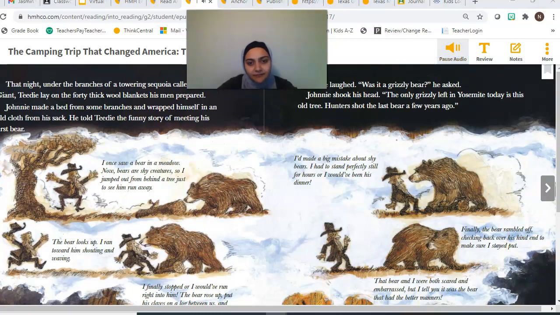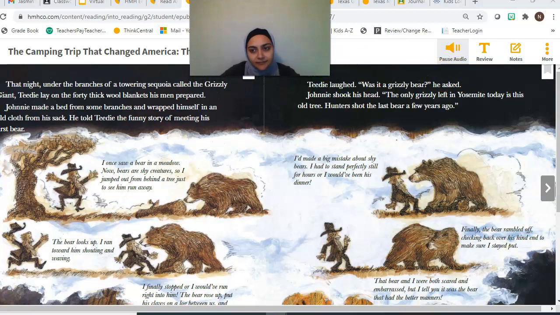That night, under the branches of a towering sequoia called the Grizzly Giant, Teedy lay on the 40 thick wool blankets his men prepared. Johnny made a bed from some branches and wrapped himself in an old cloth from his sack. He told Teedy the funny story of meeting his first bear.